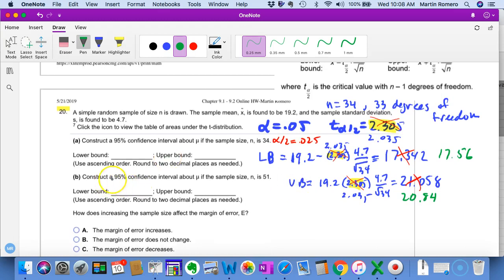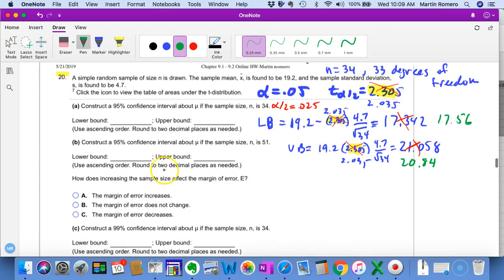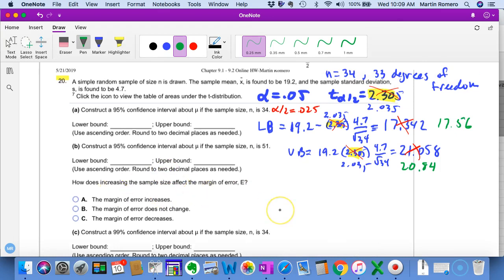And now notice, we would do this again, but n is 51. So everything would be the same except put a 51 here. Because the sample size changes, you get a new critical value for this situation here. And what we're trying to learn is what happens to your margin of error. How does increasing your sample size affect your margin of error?